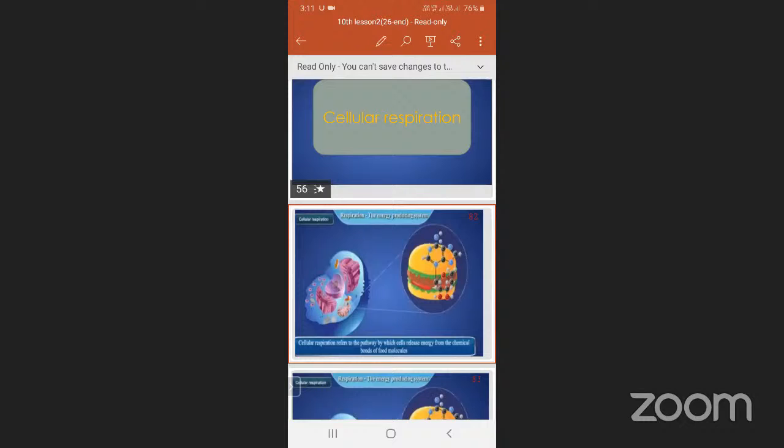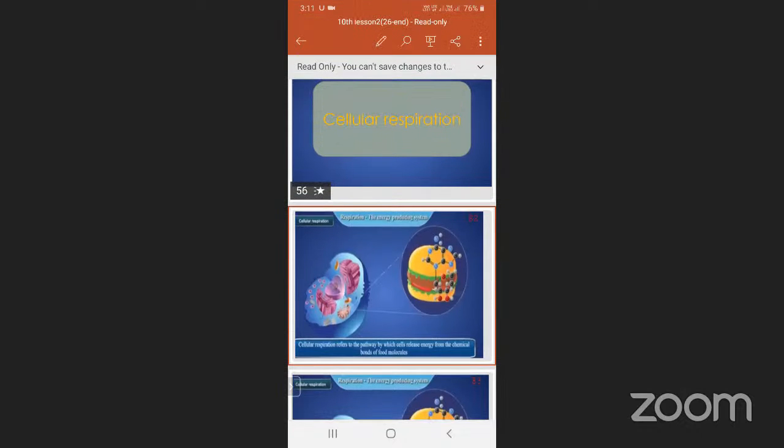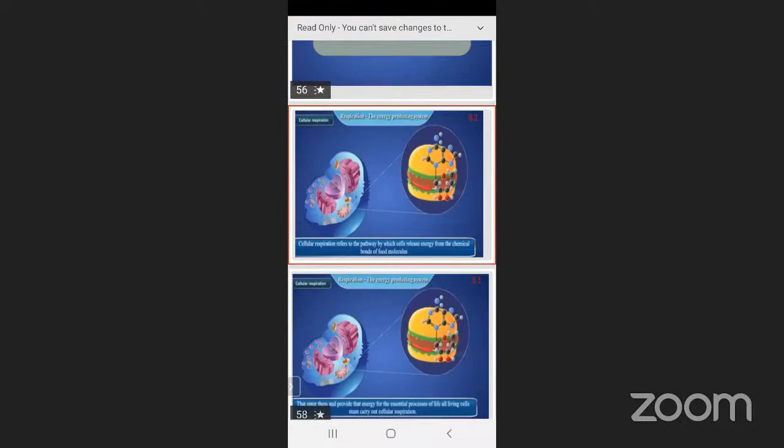Okay, so when the bonds get oxygen, then only the breaking down of bonds can happen and energy will be released. So if there is no oxygen, there is no release of energy. That's why cellular respiration is a must to release energy. Cellular respiration refers to the pathway by which cells release energy from the chemical bonds of a food molecule.